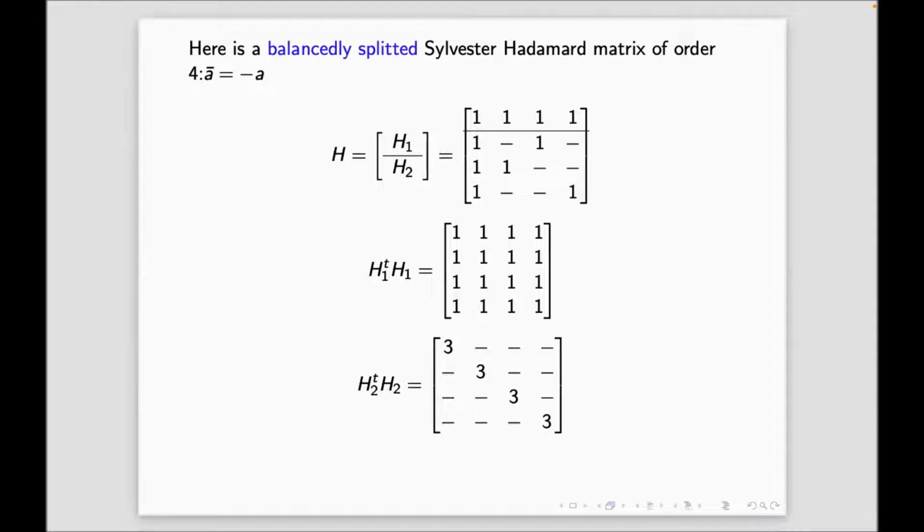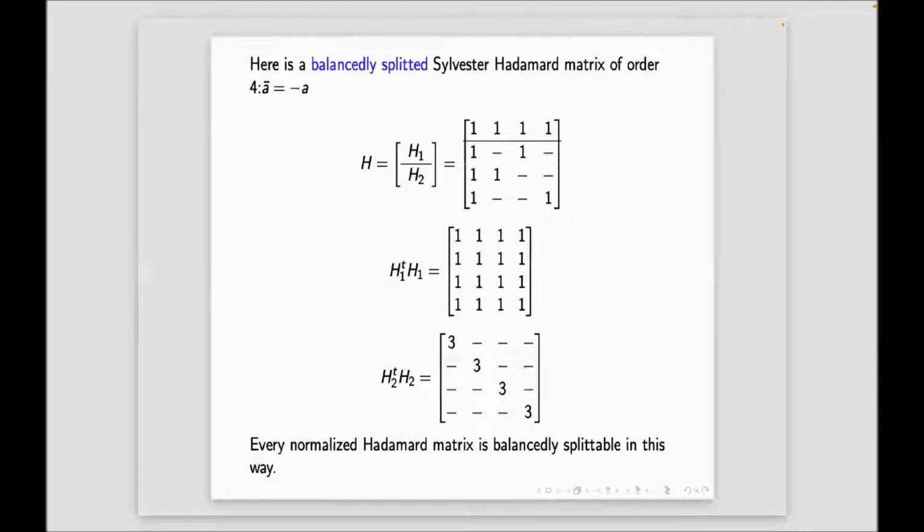This is actually true for any normalized Hadamard matrix. Every normalized Hadamard matrix is balancely splittable in this way. We always get off-diagonals of 1 if we pick the first part to be only the first row.